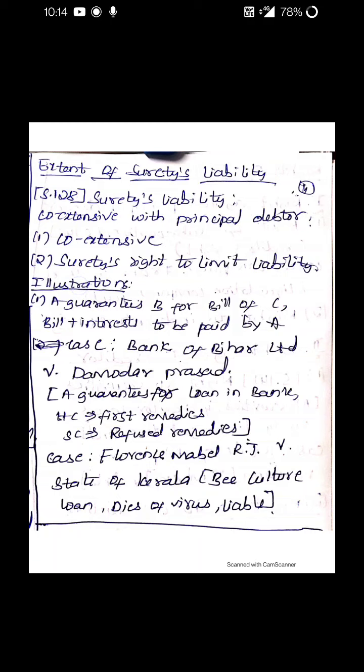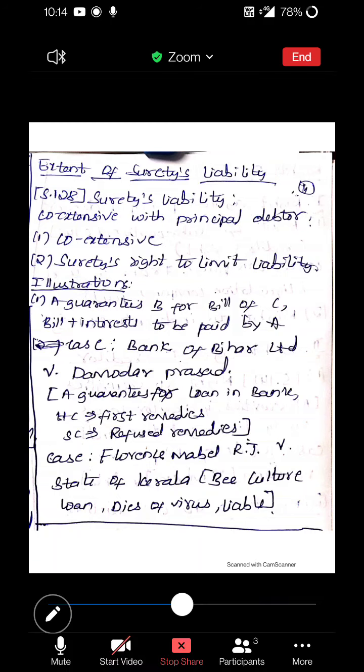So, coextensive. What is coextensive? Coextensive represents the maximum liability of a surety. So it coexists with the principal debtor. It represents the maximum liability of the surety, that is, how much the surety will have to pay for the principal debtor to the creditor.